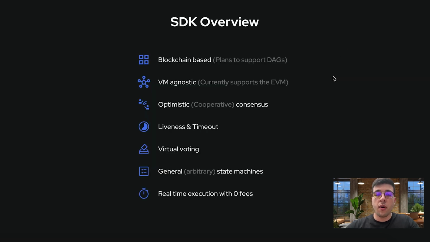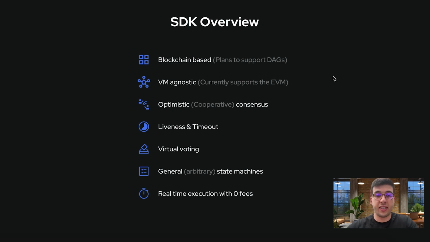A brief overview of the SDK. Currently, it's blockchain based, but we have plans to support also DAGs, directed acyclic graphs, to have things like parallel updates through a conflict-free replicated data type. We did design it to be VM agnostic, but currently we only have the EVM implemented, and we'll mostly focus today on optimistic consensus, liveness, timeout, and virtual voting, understanding how these things work together to get the properties that we are interested in.